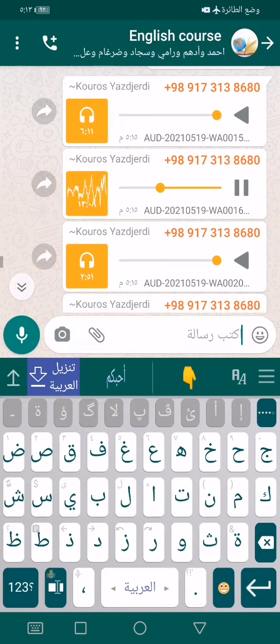Kitchen in English. In Persian, it means آشپزخانه. In Arabic, I think you say مطبخ. Yes? Is that correct? مطبخ. Okay.